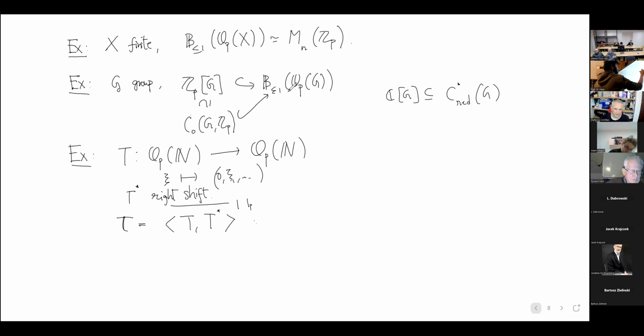You need the group structure to define the representation, right? It's a left regular representation. Yes, so you need the group structure to define the left regular representation. Okay.